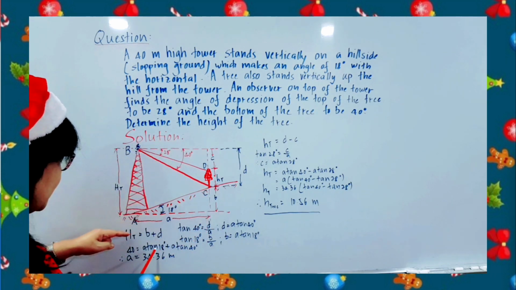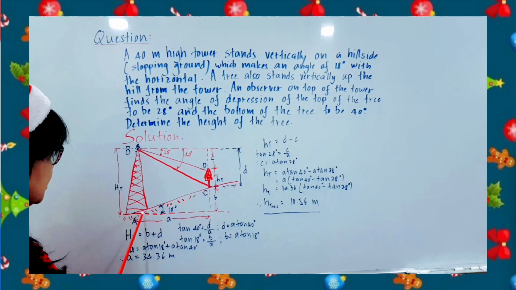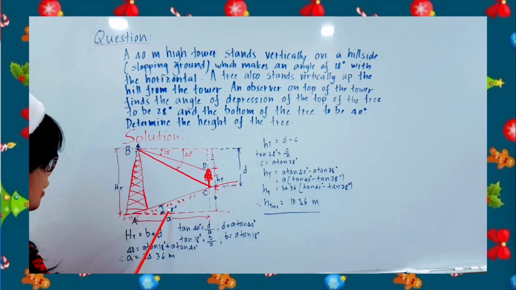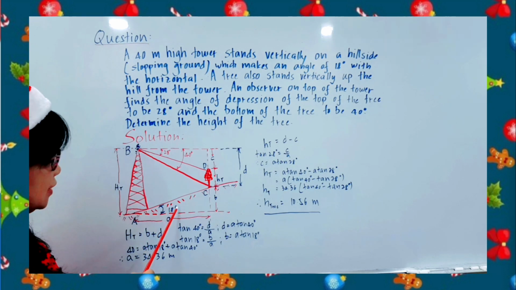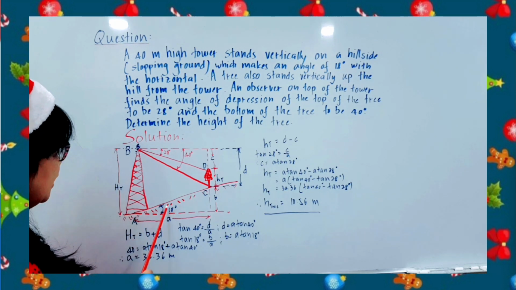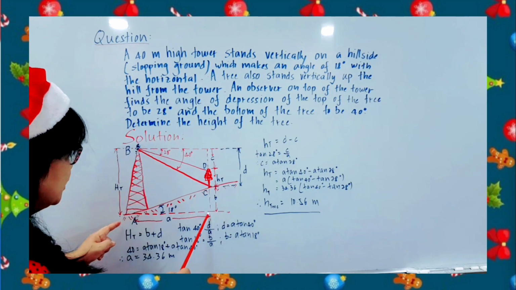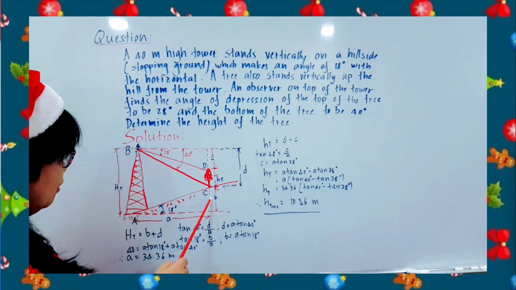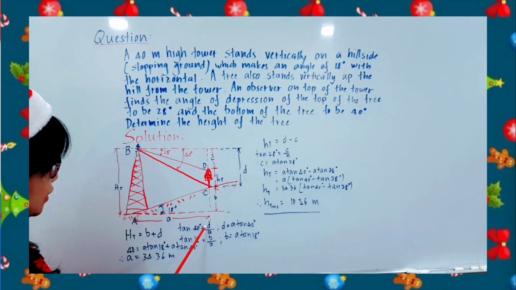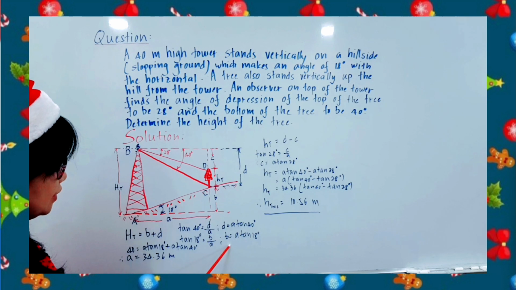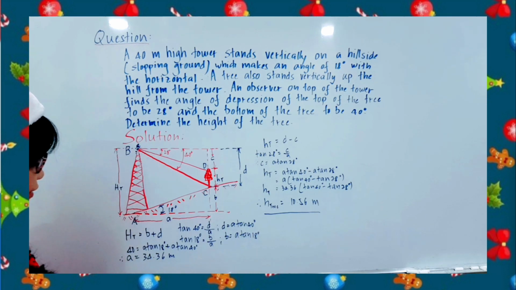Now, the B also, we can find using this from here. We have a right triangle also, and we have the given 18 degrees. So, tangent of 18 degrees is equal to the opposite over the adjacent, which is equal to B over A. Therefore, D is equal to A tangent 40 and B is equal to A tangent 18 degrees.